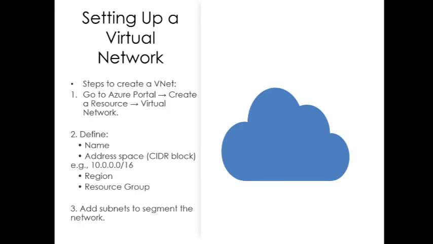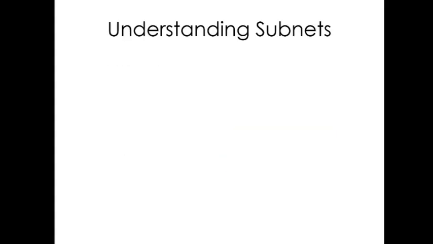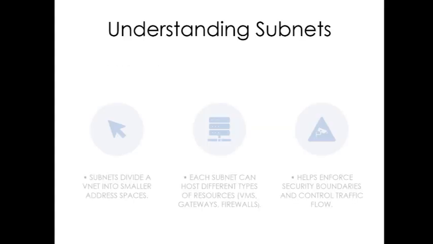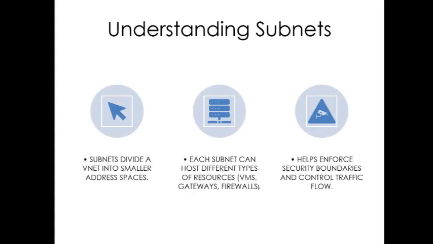Now, about subnets, what is a subnet? A subnet is a smaller segmented part of a larger network. That's why it's called a subnet. I would say it's a sub-network. It's a way to divide a network into manageable pieces. In Azure, a subnet allows you to organize, secure, and control traffic between resources. Here it says a subnet divides a VNet into smaller address spaces.